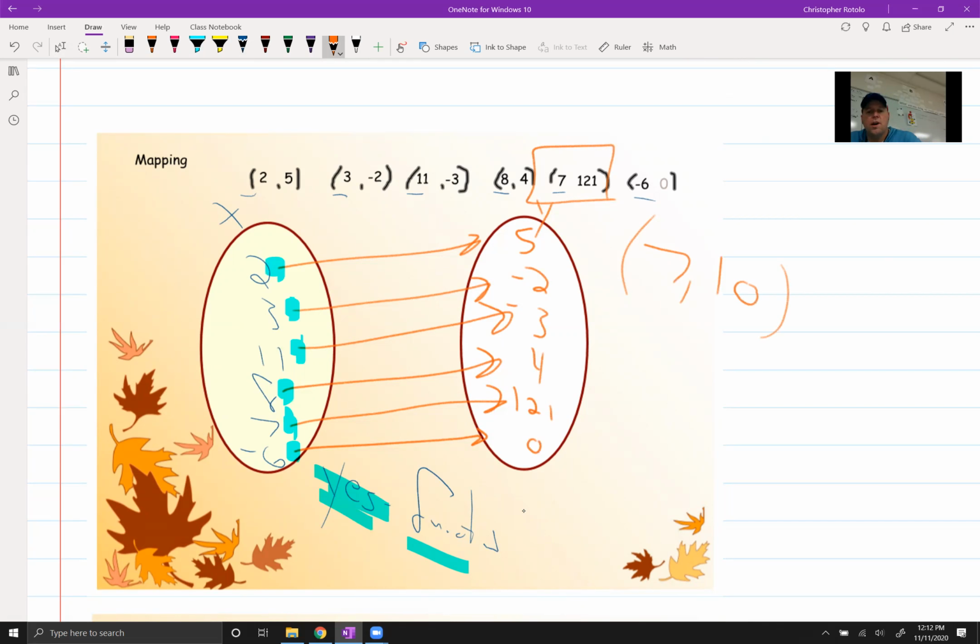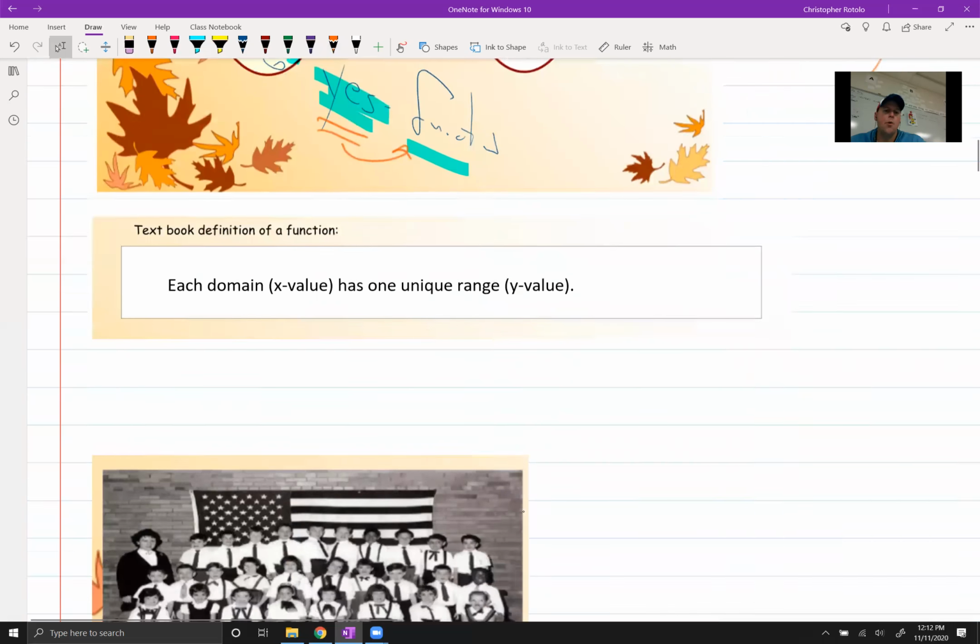Okay, so if I put these together, does it pass the function test? No. Is it a relation? Yes. So it might say relation only, or we say it's not a function. Don't get held up in the vocab. If I say yes, that means it is a function. If I say no, that means it's still a relation, because remember, everything that we're going to deal with is a relation.